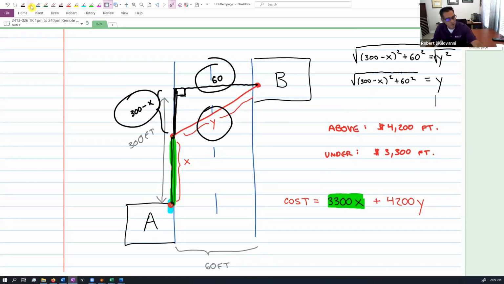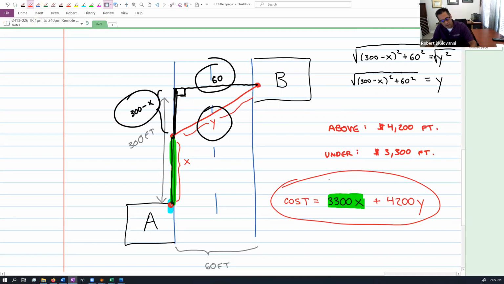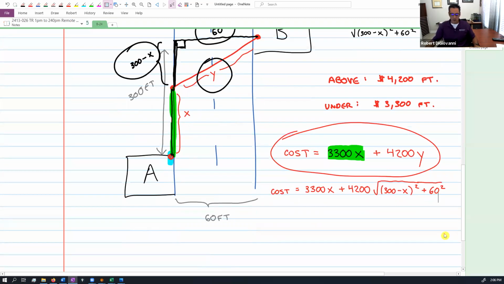So now what I'd like to do is rewrite the cost function. I'm going to put cost equals 3,300x plus 4,200 times y. But y is this, isn't it? So times the square root of 300 minus x, that quantity squared, plus 60 squared. And look at that, everyone. We now have what you could argue to be a function of x.